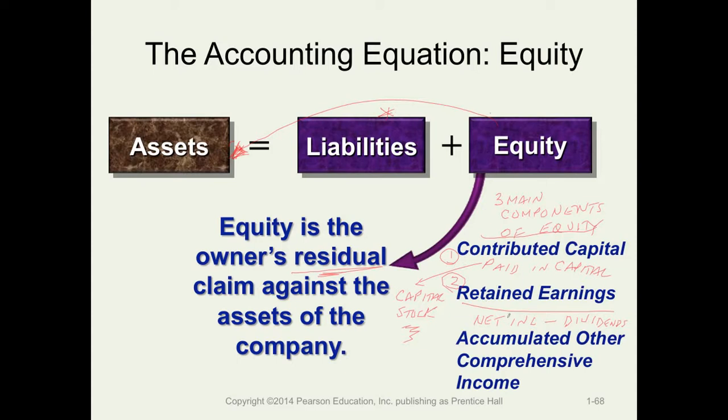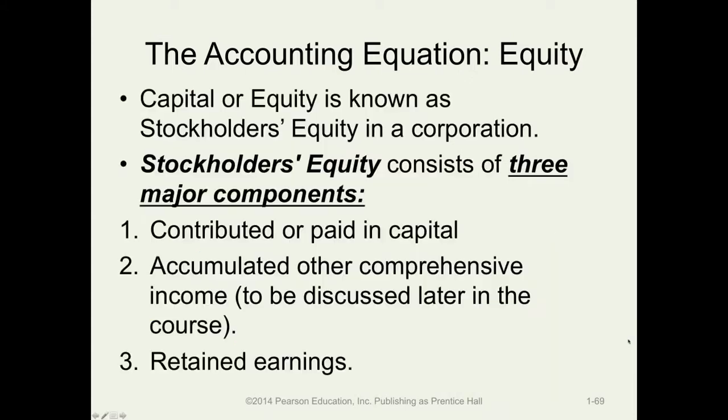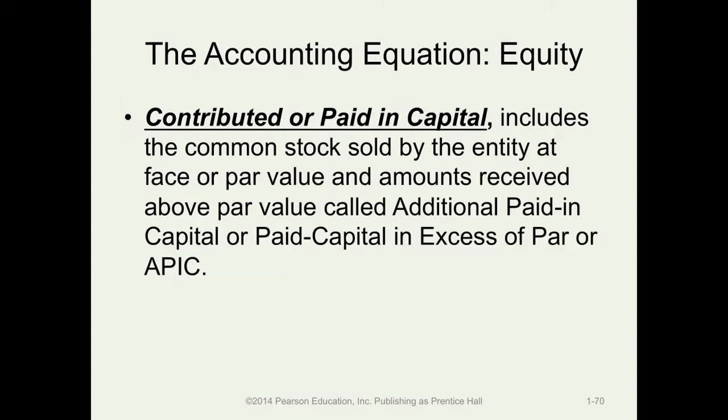Comprehensive income, a little bit more complicated, and we'll explain that later, but that's your third component. And that would be other elements of income. So in the accounting equation, the element known as capital or equity, again, has those three main components. So once again, to summarize, it's contributed or paid-in capital. As I said, we'll discuss accumulated other comprehensive income a bit later. And then we have retained earnings.